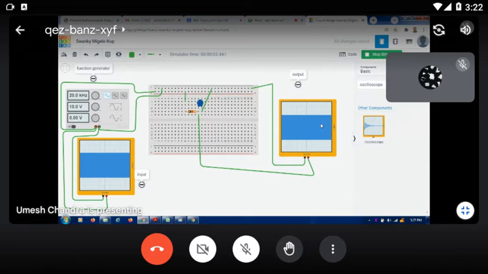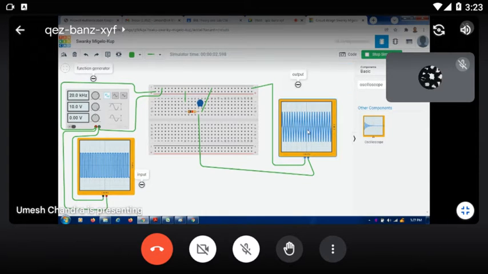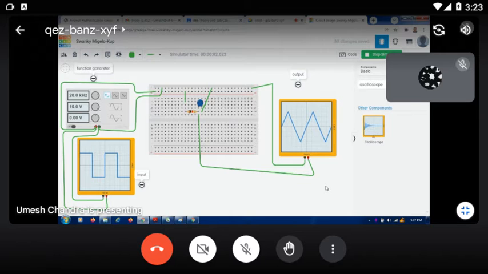Now you see. Then you again change the time per division. You take 0.1 millisecond; in the high frequency case, you change the time division. Now this is the integrator circuit. When you give the 20 kilohertz square signal, your output will be triangular.